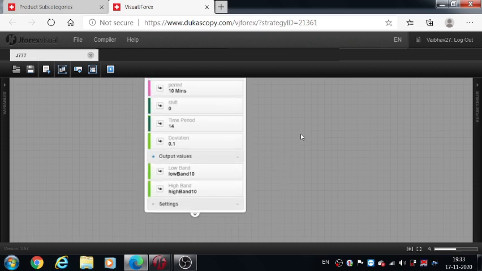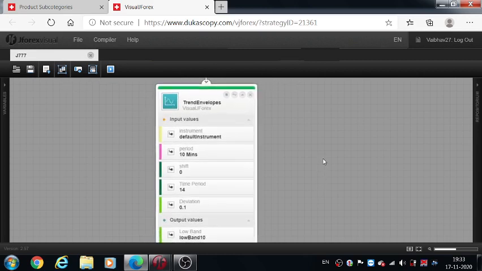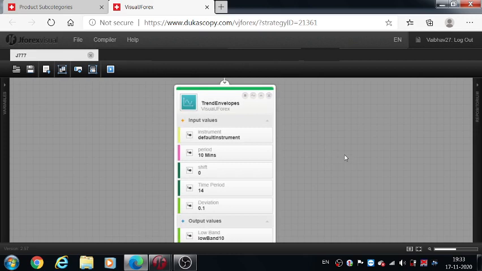And with that, we are coming to the end of this session. I hope you have been able to understand the use of this indicator, and you will try to figure out the combination which will help you in trading profitably.